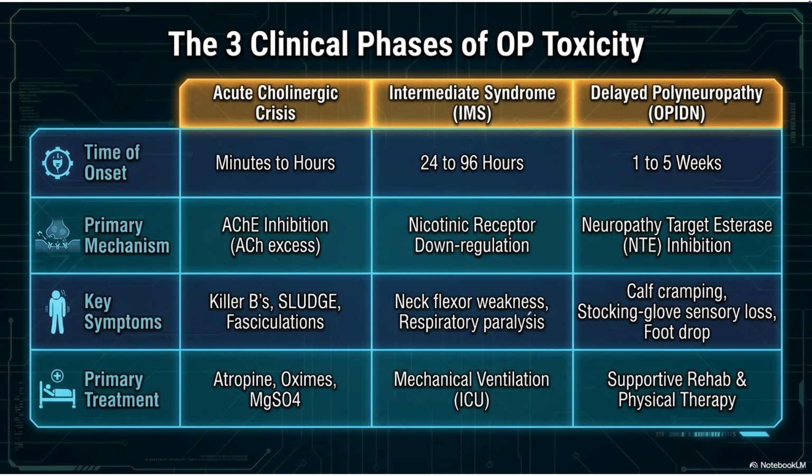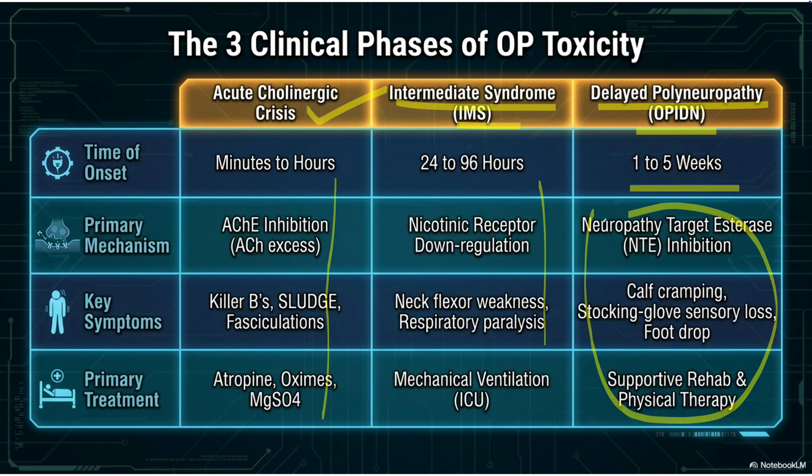This slide summarizes the entire disease progression. First comes the acute cholinergic crisis. That's the emergency phase with secretions, bronchospasms, seizures, and respiratory failure. Next comes intermediate syndrome, delayed muscle weakness and respiratory compromise. And finally, delayed polyneuropathy. This timeline framework is incredibly useful clinically. When you understand which phase the patient is in, management becomes more intuitive. Emergency stabilization, ICU monitoring, long-term rehabilitation. Different phases require different priorities.